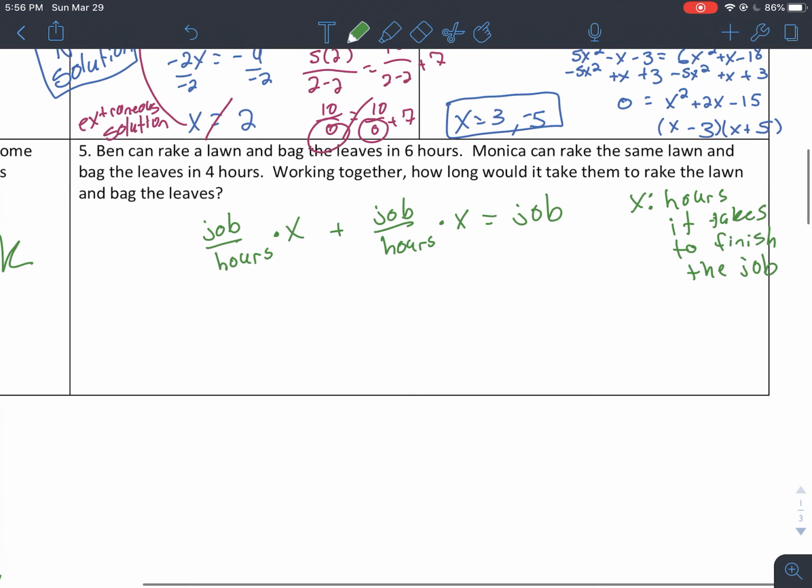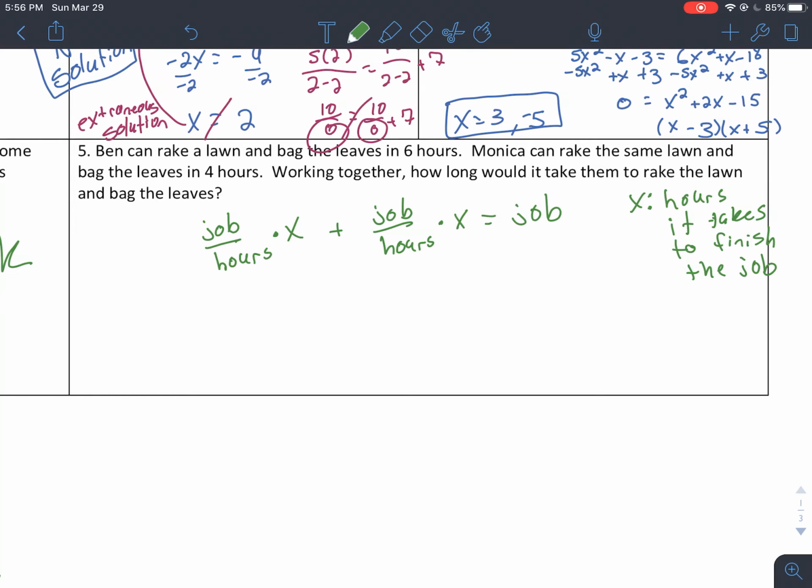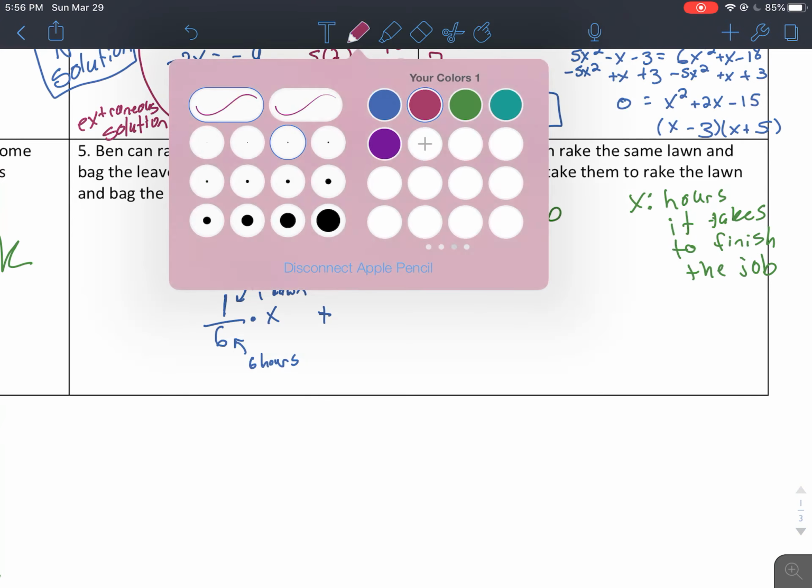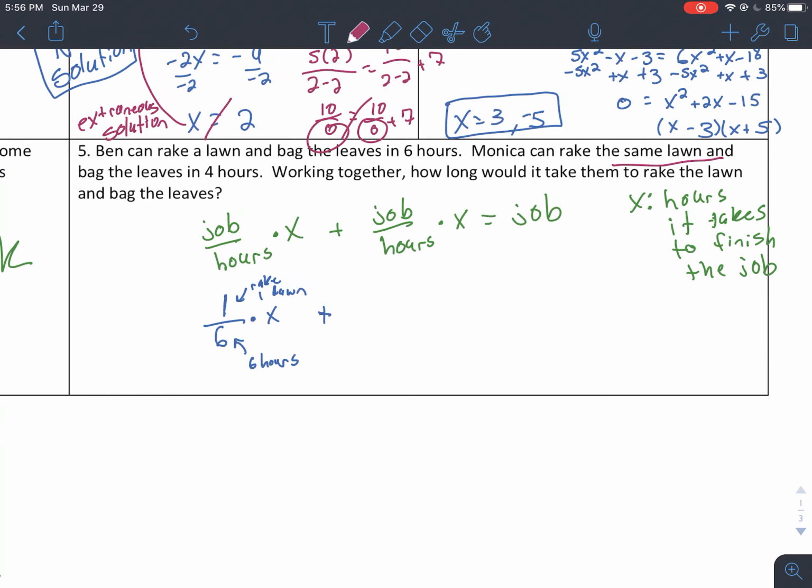Okay, so we read back through this. It says Ben can rake a lawn and bag the leaves in 6 hours. So it says he can do one job. He can rake the lawn once in 6 hours. We're going to multiply that by x. So this is rake one lawn. How long does it take him? 6 hours. We add that to how long does it take Monica to do it? So then Monica rakes the same lawn and bags the leaves in 4 hours. So she rakes one lawn, 4 hours, multiplied by x.